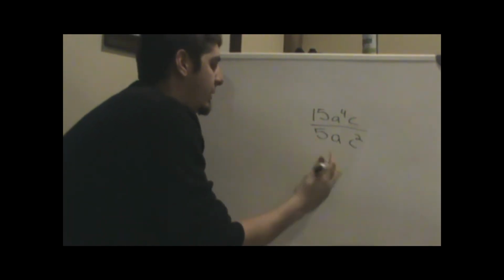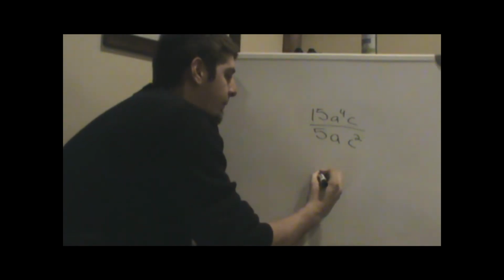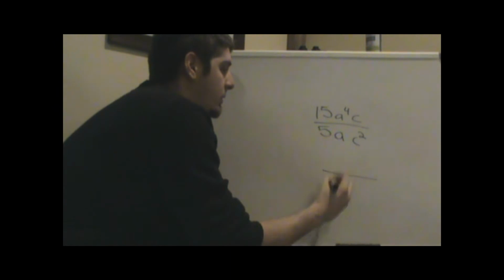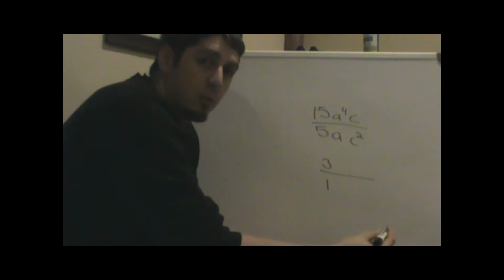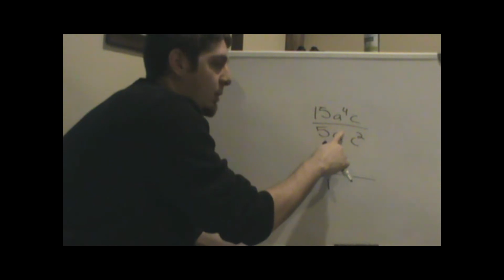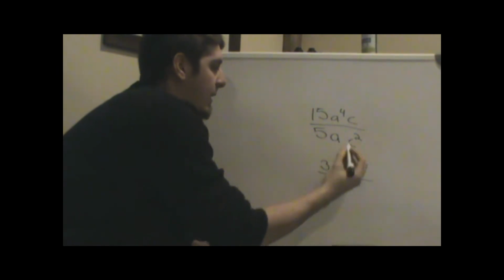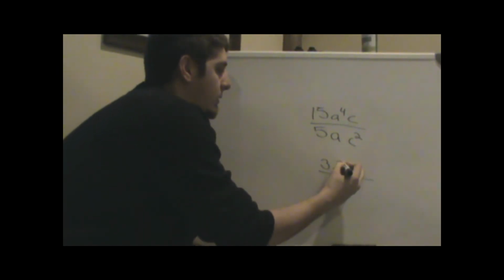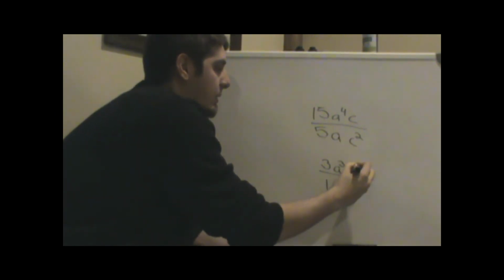Start with the numbers, 15 and 5. You can find the greatest common factor or a common factor of 15 and 5, which in this case is 5. 5 goes into 5 once. 5 goes into 15 3 times. Now we do the variables. A to the 4 minus 1. Remember, if you don't see an exponent, there's a 1 there. Top minus bottom. 4 minus 1 gets us A to the 3rd. 1 minus 2 gets us C to the negative 1.